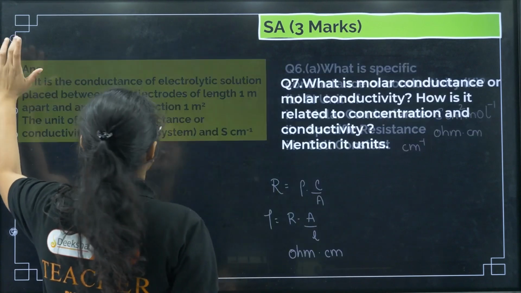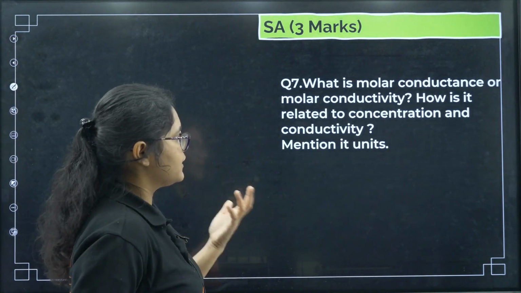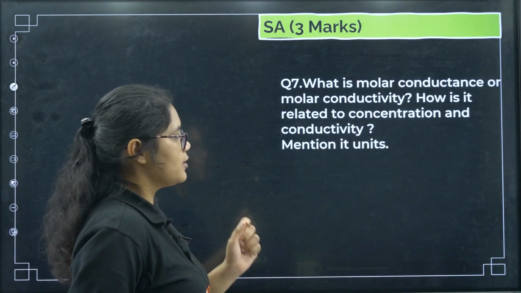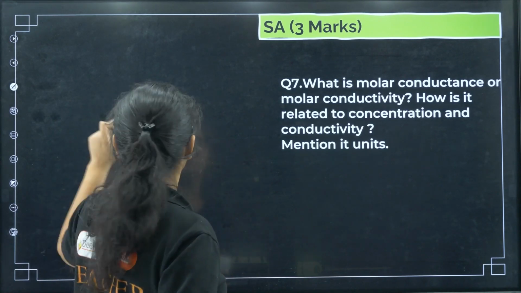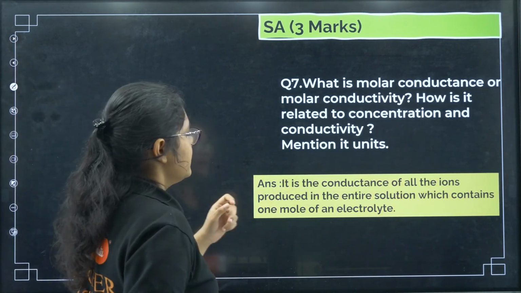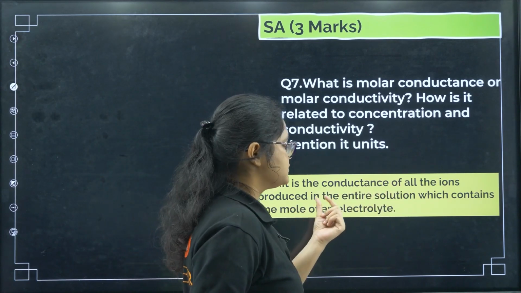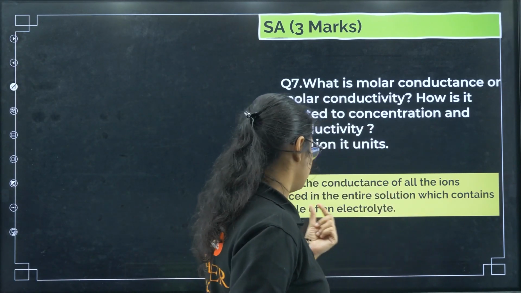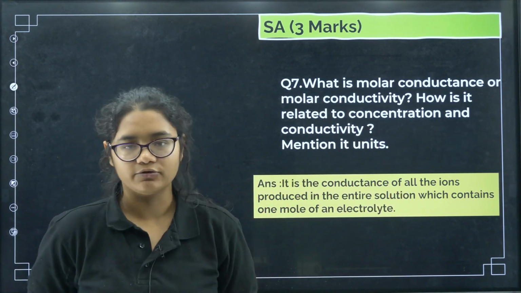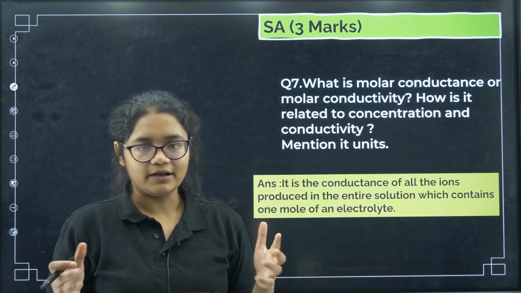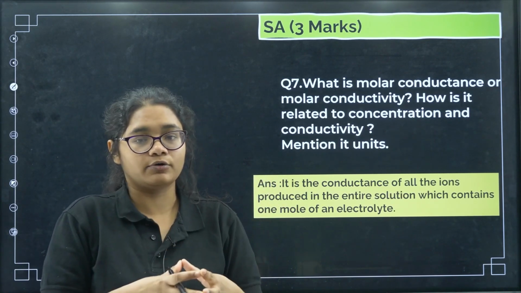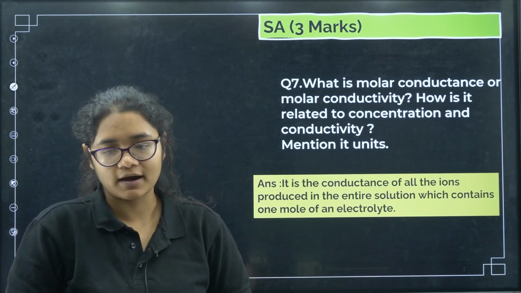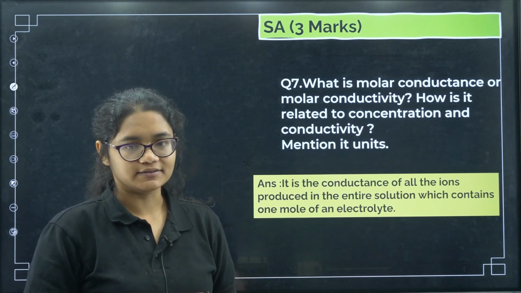Next, we have: what is the molar conductance or molar conductivity, how is it related to the concentration, mention its unit. So molar conductance is what? See, it is the conductance of all the ions produced in the entire solution which contains 1 mole of an electrolyte. So if there is an electrolyte which contains 1 mole, how much electricity can be conducted by all the ions of that 1 mole of electrolyte, that is your molar conductance, right?